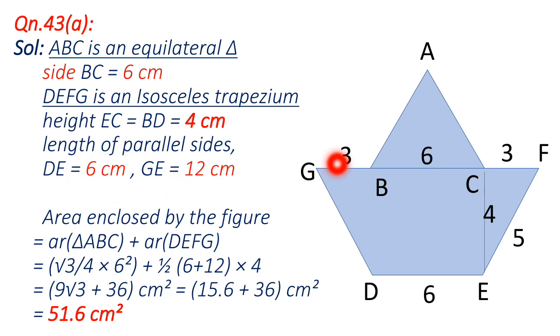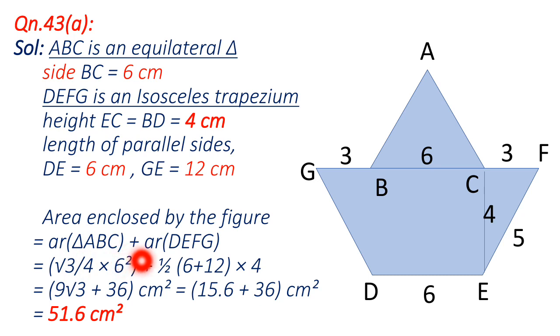This one is 12 centimeter. See, 3 plus 6 plus 3. Now we have to calculate the area enclosed by this figure. So first the area of triangle ABC, and then the area of trapezium EFG. So the area of an equilateral triangle is equal to root 3 by 4 side square.